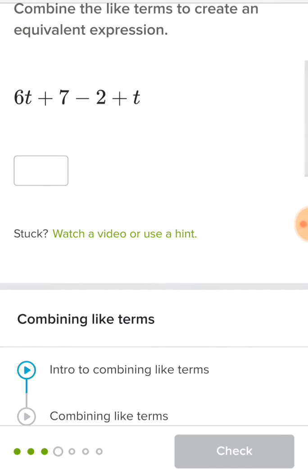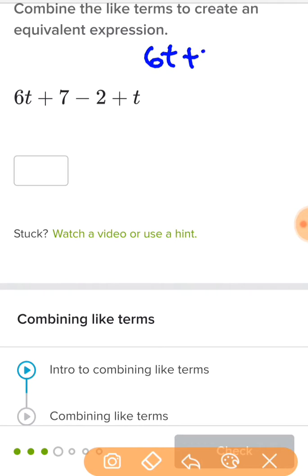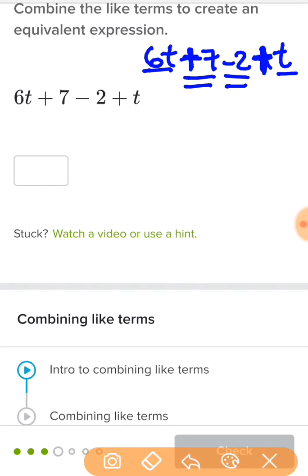My next problem, 6t plus 7 minus 2 plus t. So my like terms, I'll rewrite it first. 6t plus 7 minus 2 plus t. And it's always a good idea to rewrite your problem before you start jotting down notes, so you can write on your rewriting as opposed to the original problem. So 6t and t are a part of the same family. They have the same last name. They end in t. The constant family, 7 and minus 2, those are part of the same family.